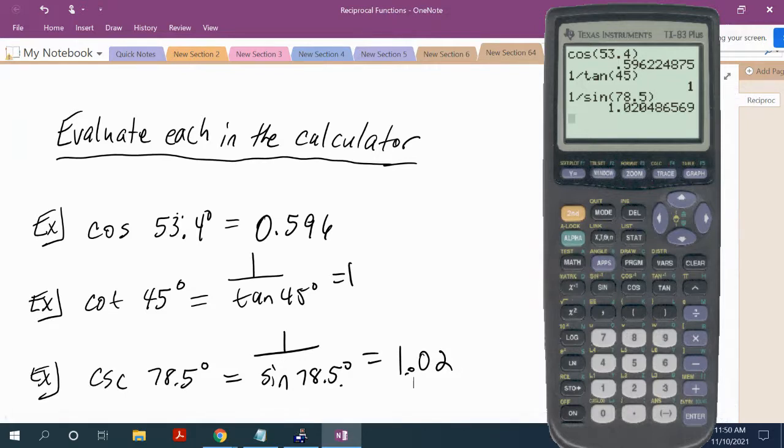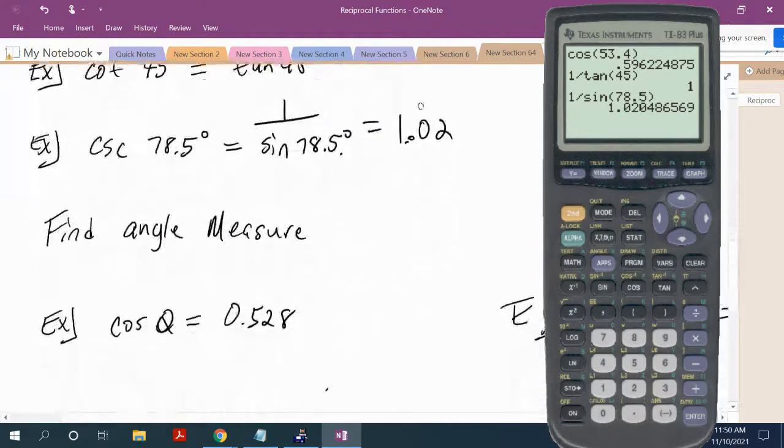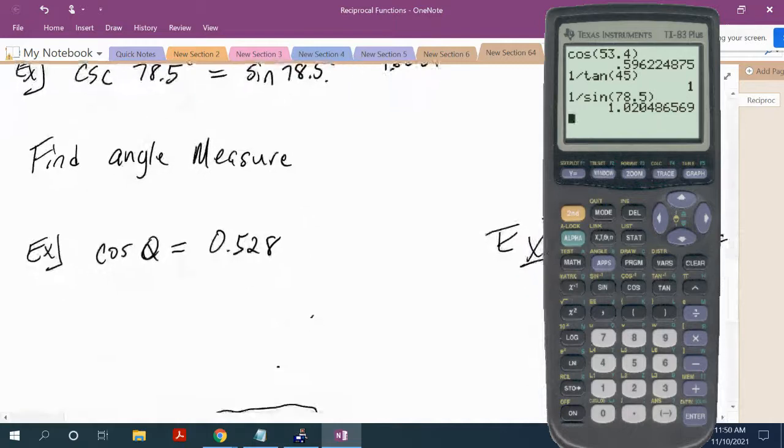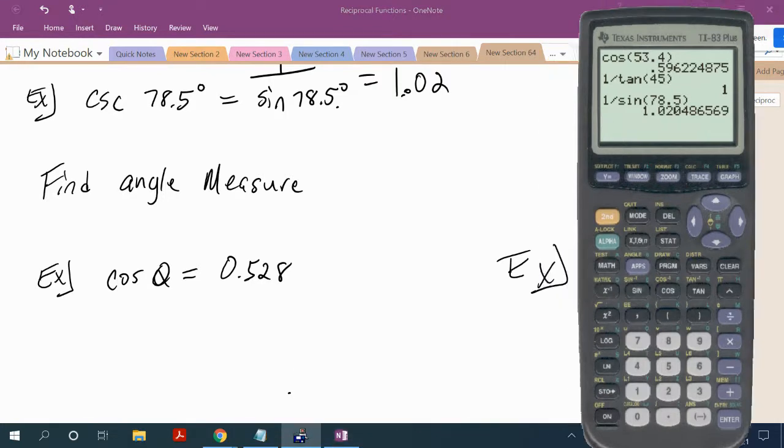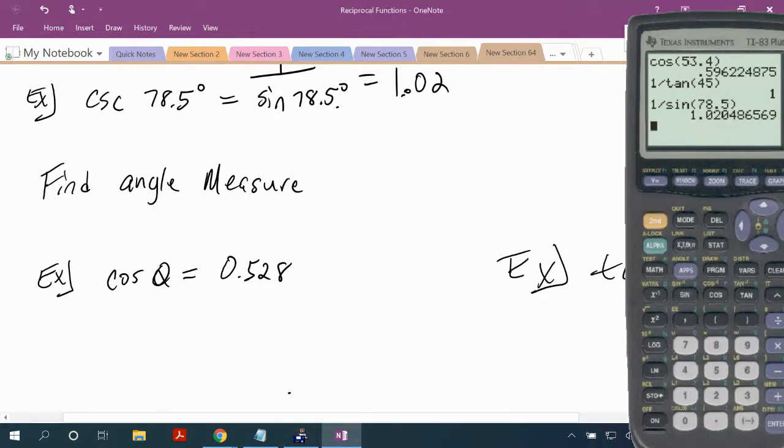All right, next we'll find some angle measures. Now, when we find angle measures, as I alluded to earlier, we're going to use the top 3, the arc functions. For this first example, the cosine of theta is equal to 0.528. Keep in mind that theta is an unknown angle measure.